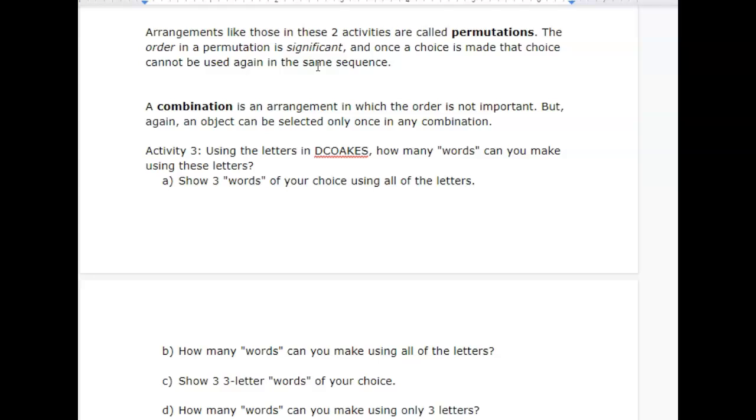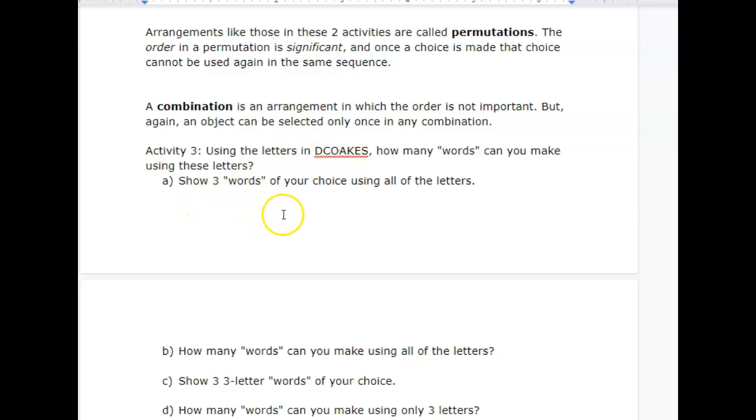It's kind of like if I said, hey, let's put you guys in the room in a line. Once I use one person, Sam, I can't make another Sam. I have already used that person. A combination says order's not important, but again, you can really only select it once in a combination. And this one sounds kind of strange, but my combination would be the same as yours, even though it doesn't look like it, that's what we're saying.